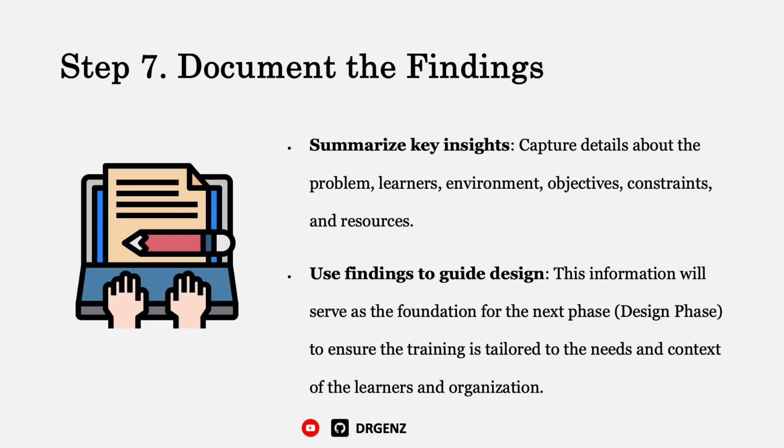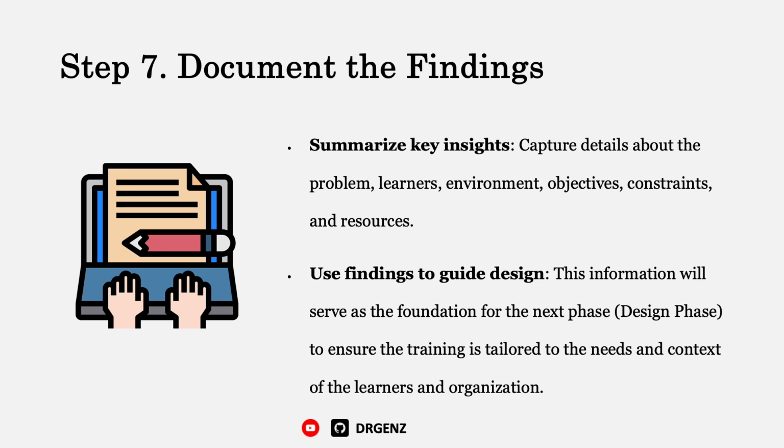Step 7, document the findings. This process focuses on summarizing and applying the findings from Step 1, Step 2, Step 3, Step 4, Step 5, and Step 6 to inform the design of the training program. Let's look at the breakdown. Summarize key insights. After gathering all necessary data, it is important to consolidate key details about the problems, the learners, the objectives, the constraints, and the resources.